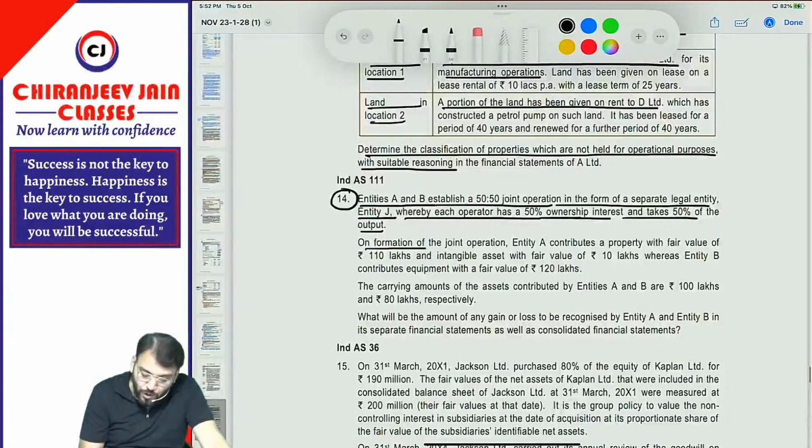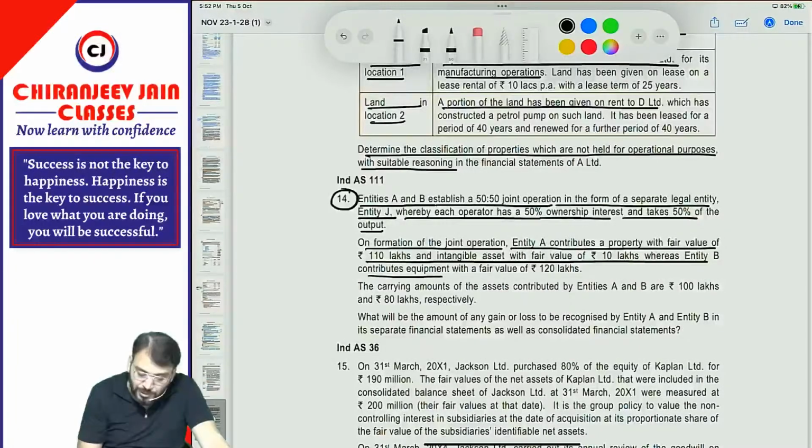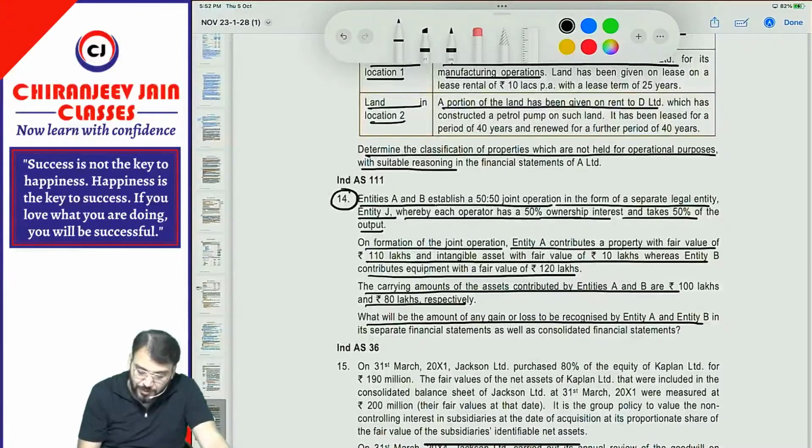On formation of the joint operation, entity A contributes a property with a fair value of 110 lakh and an intangible asset with a fair value of 10 lakh, whereas entity B contributes equipment with a fair value of 120 lakh. The carrying amount of these assets contributed by entity A and entity B is 100 lakh and 80 lakh respectively. What will be the amount of gain or loss to be recognized by entity A and entity B in its separate financial statement as well as in consolidated financial statement?